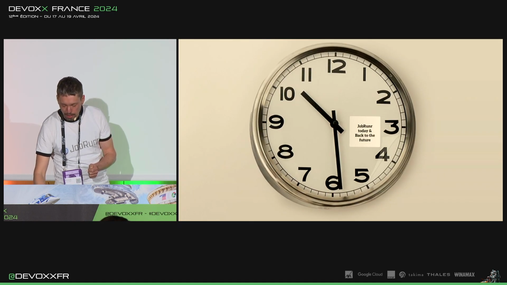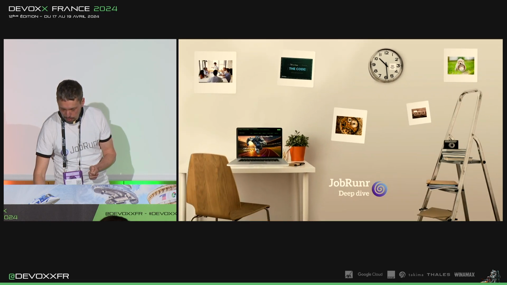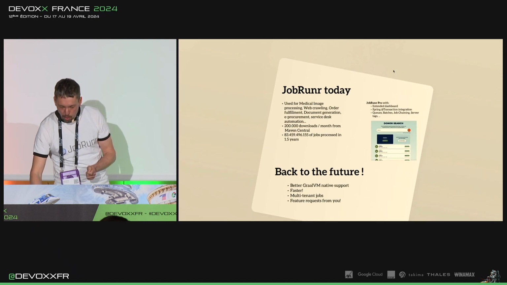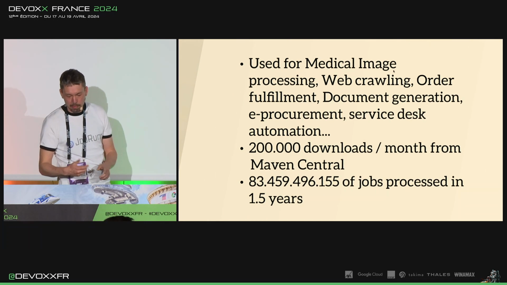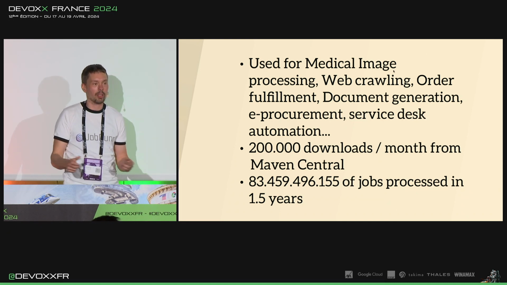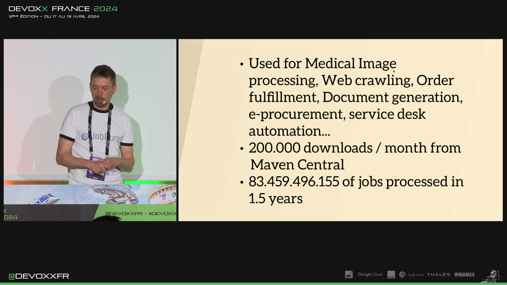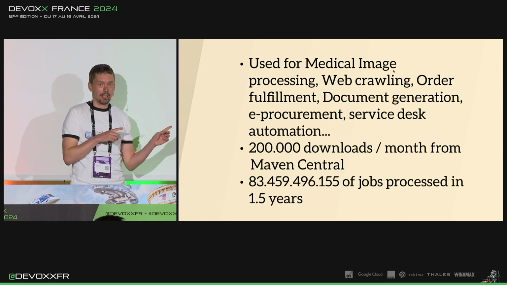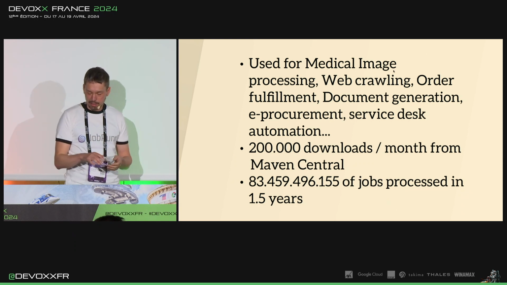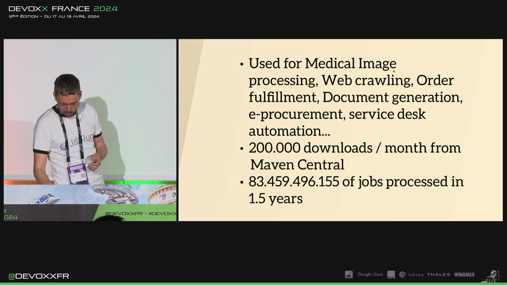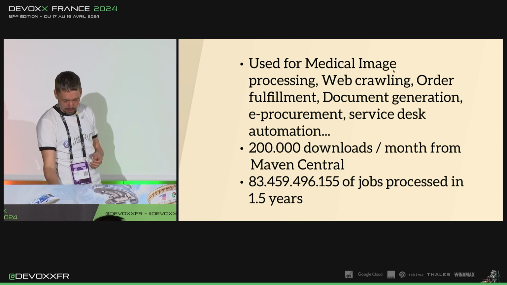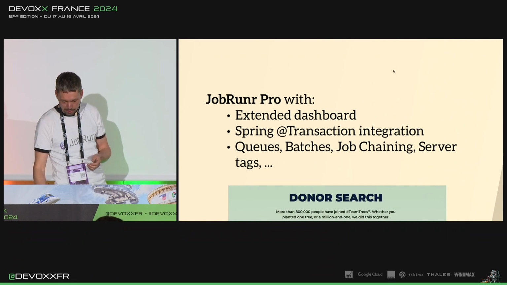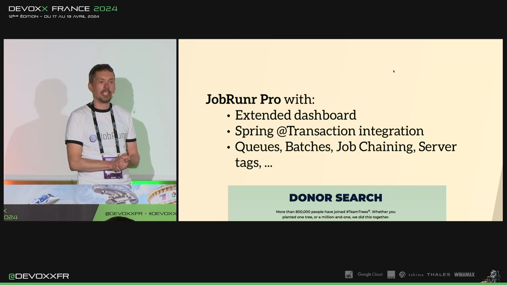So, JobRunner today and back to the future. I want to see this slide, please. JobRunner today is used for medical image processing to distribute the load over multiple servers, web crawling, order fulfillment, document generation, e-procurement, service desk automation. This started out as a hobby project. It grew out of control. Now we do about 500 million jobs a day. This slide is a little bit older. And then I have 3 kids to feed.